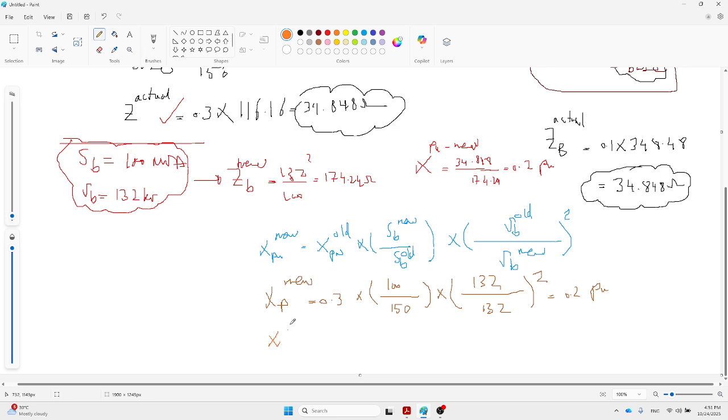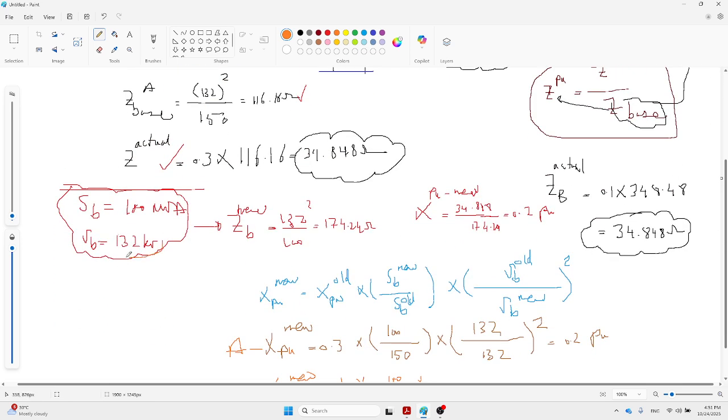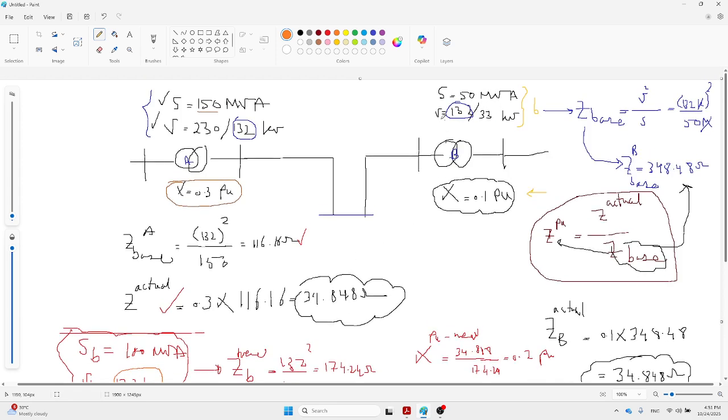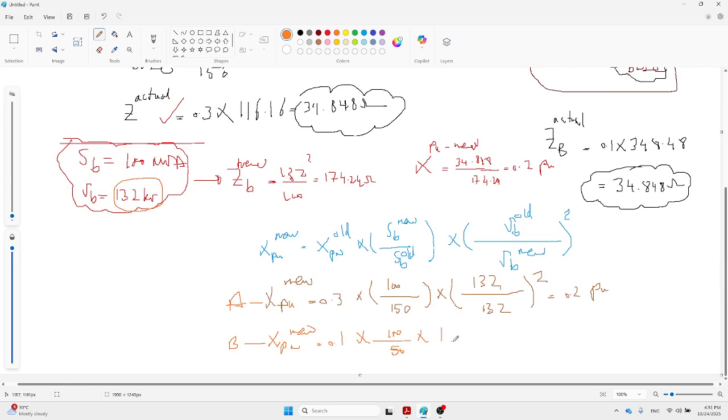For the other one, in the same way, X per unit new for transformer B, since the previous one was for transformer A, is equal to 0.1 times 100 over 50. The voltage is again the same, 132 for both the new and the old, so no need to assume anything, the ratio is just 1. So it becomes 2 times 100 over 50, so 0.2, again guaranteed and correct. You can see both answers can be easily calculated.